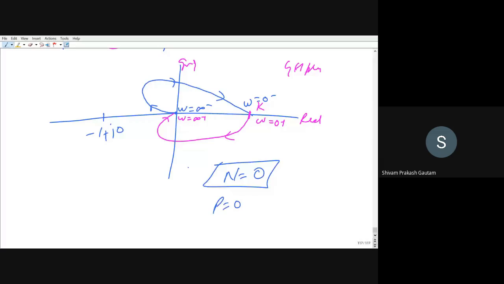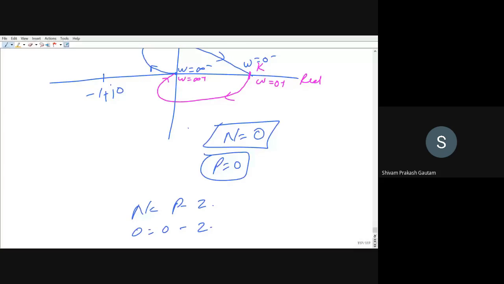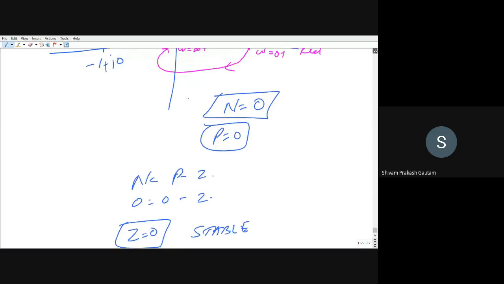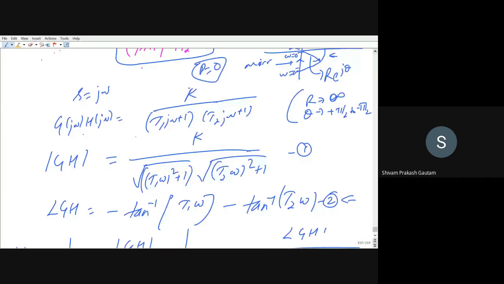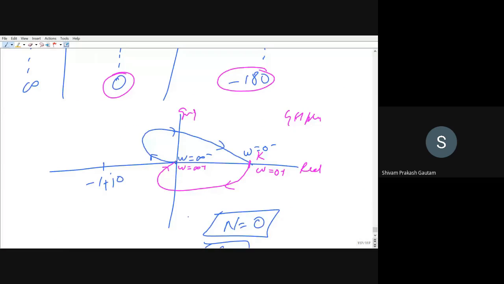If N and P both are 0, then we will calculate Z. N is equal to P minus Z. So N is equal to 0, P is equal to 0, so Z will be equal to 0. If Z is equal to 0, that means the system is stable. So for this problem, our system will be stable for whatever the value of K. You can vary K from 0 to infinity. For all values of K, the system will remain stable because at omega equal to infinity, it will always end at a point.